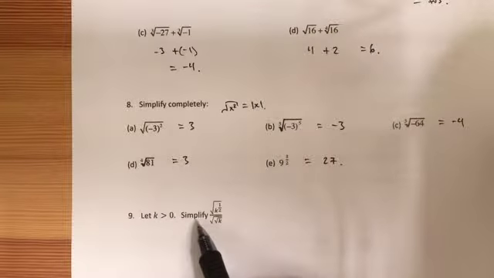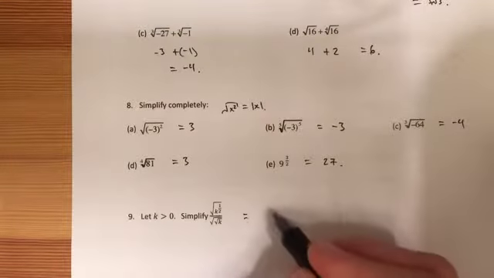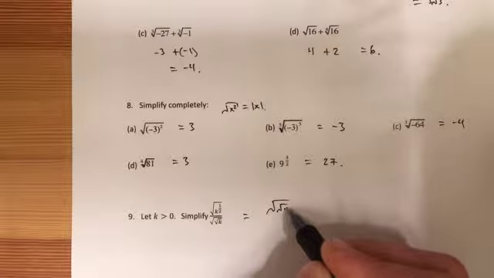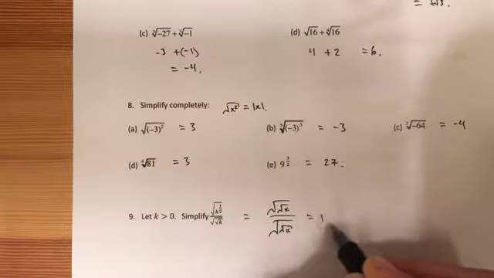Let k be greater than 0. Simplify this expression. Well, k to the 1/2 is the square root, so that's the square root of the square root of k divided by the square root of the square root of k, which is just 1.